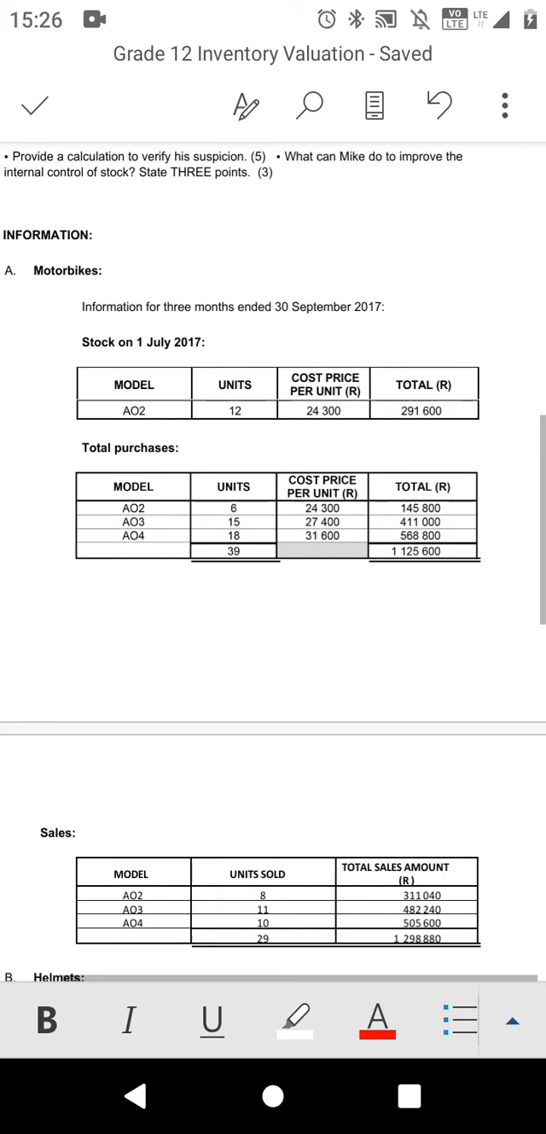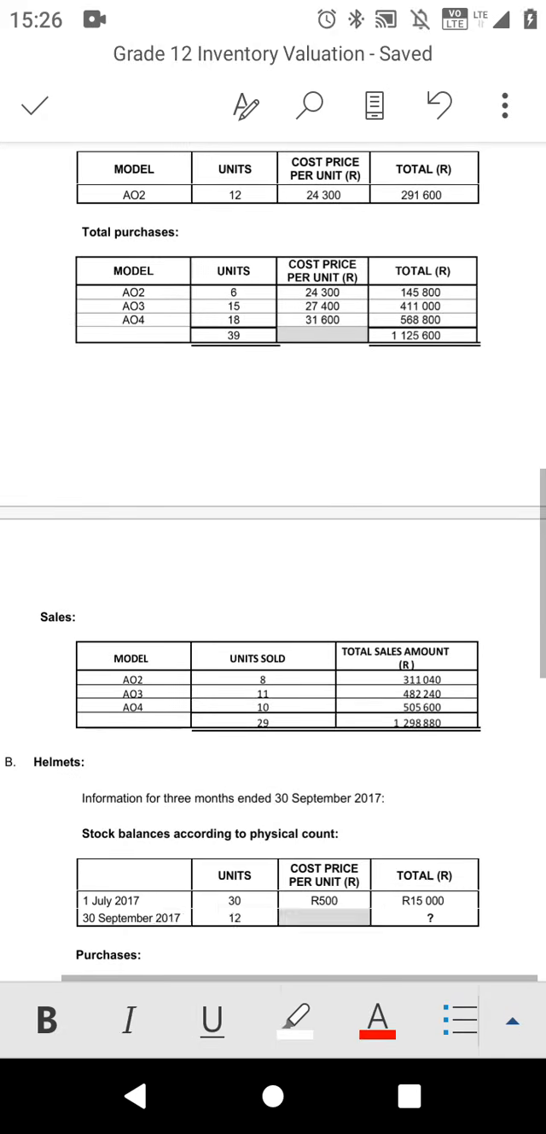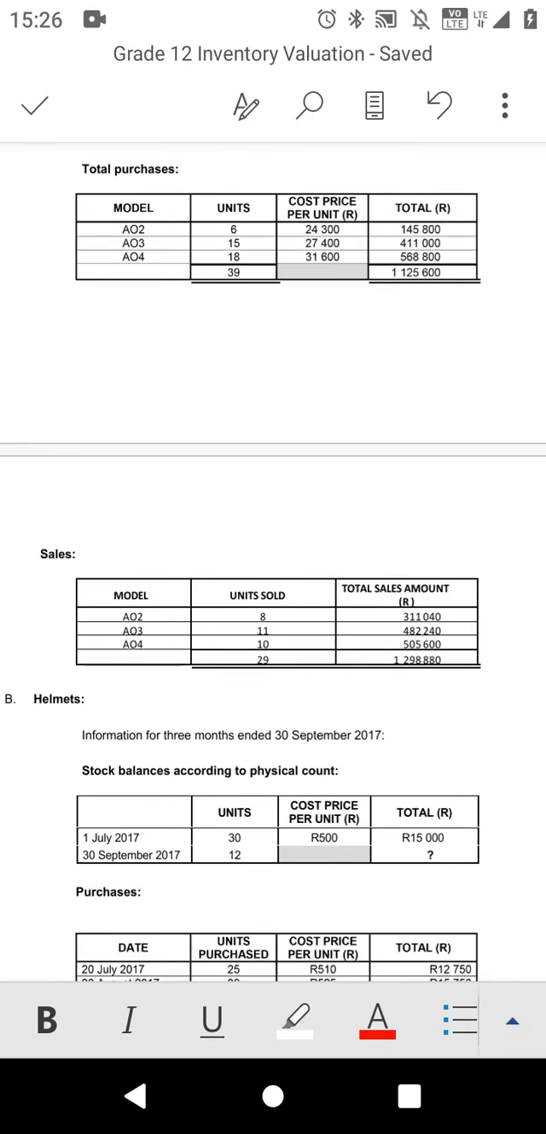Total purchases that we have of A2, we purchase 6, A3 we purchase 15, A4 we purchase 18 units. Alright, what about the ones that we sell? We sell on A2 we sell 8, on A3 we sell 11, on A4 we sell 10 units.